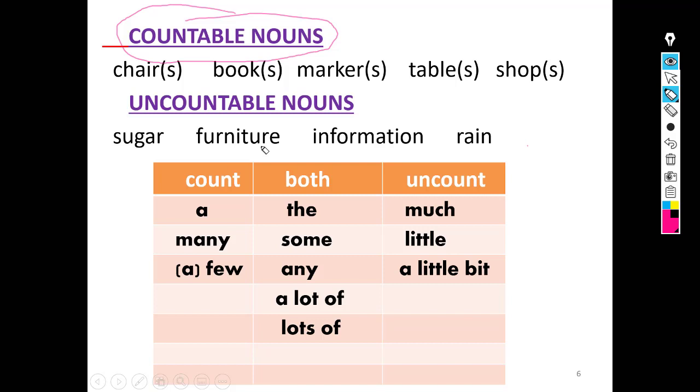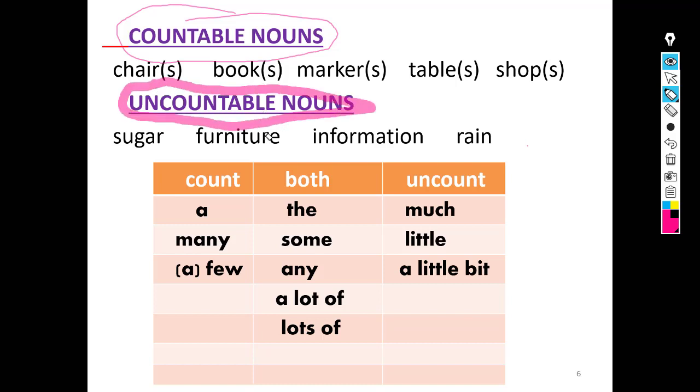Furniture. What does it mean, furniture? Can you remember? For example, a bed. Drawer. A drawer. Yes, furniture. What's in your home? And what else? For example, table, chair. Yes? But furniture, we cannot count the furniture. Information, rain. Yes? They are uncountable nouns.